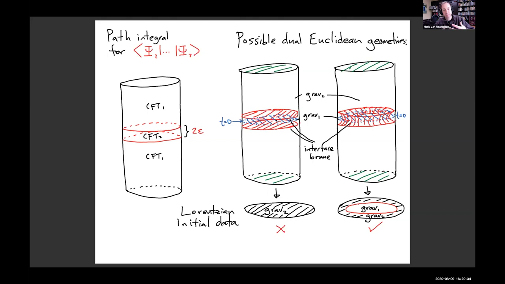So the point of this is that I have these two possibilities for topologically what my Euclidean solution dual to this CFT setup could look like. If it turns out that this possibility is realized, then the Lorentzian geometry is like the one that I promised, that has a part of the gravity theory dual to CFT1 describing the interior of some bubble, and the asymptotic region looks like gravity theory 2. If this possibility is realized, then the entire t equals zero slice, which gives me the initial data for my Lorentzian solution, would just look like the dual of CFT2.